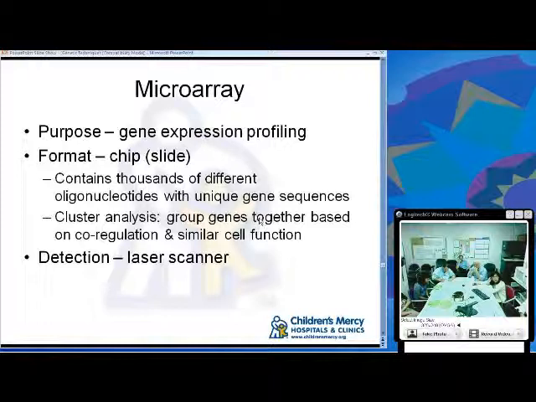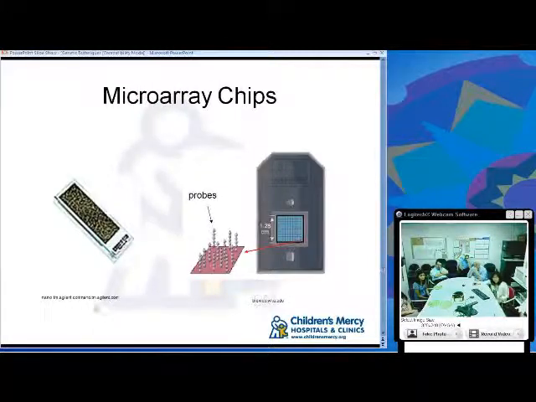So we can also do microarray, and this is gene expression profiling, and the format is a chip, which is basically a microscope slide, and it contains thousands of different oligonucleotides with unique gene sequences. And you can do cluster analysis, so you can group genes together based on the co-regulation and similar cell function, and you detect this with a laser. And so here's what a chip would look like, and here's an Affymetrix chip. And so here in this one corner are a bunch of probes that correspond to genes that all have the same or related function.